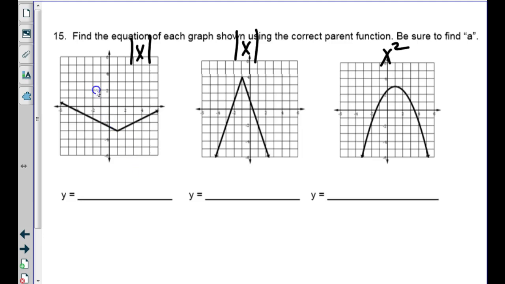Okay. So the normal absolute value is here. So it went what? Okay, right 1 and down 3. How do you do right 1 and down 3? Right 1 would be minus, good job. Down 3, okay.